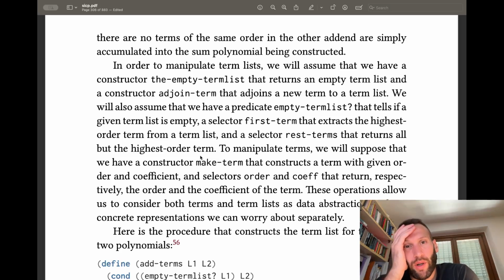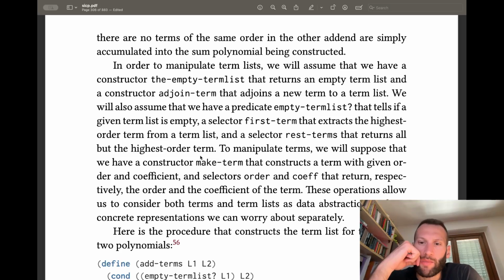In order to manipulate term lists, we will assume that we have a constructor, the empty term list, that returns an empty term list, and the constructor adjoin term that adjoins a new term to a term list. We will also assume that we have a predicate empty term list that tells if a given term list is empty, a selector first term that extracts the highest order term from a term list, and a selector rest terms that returns all but the highest order term.